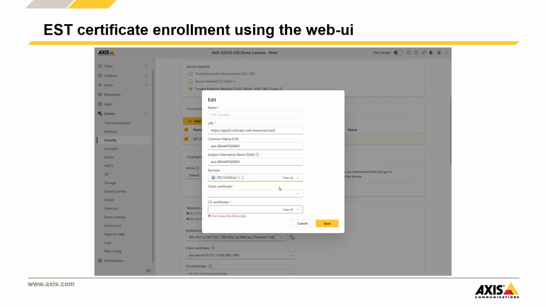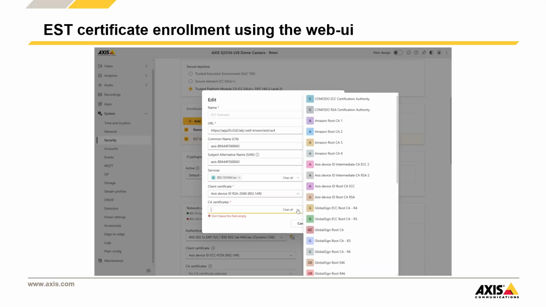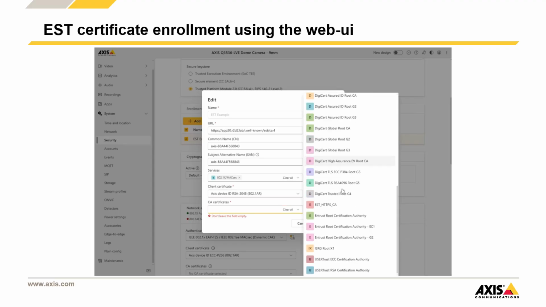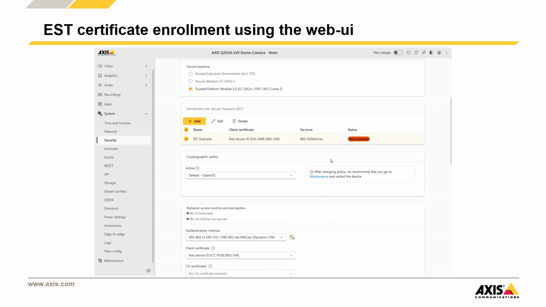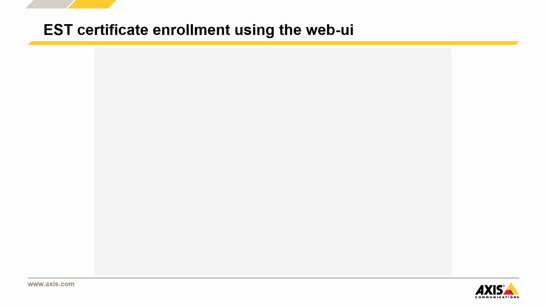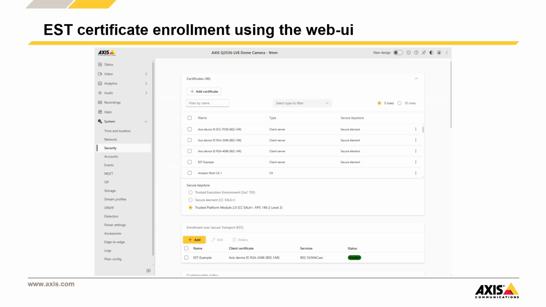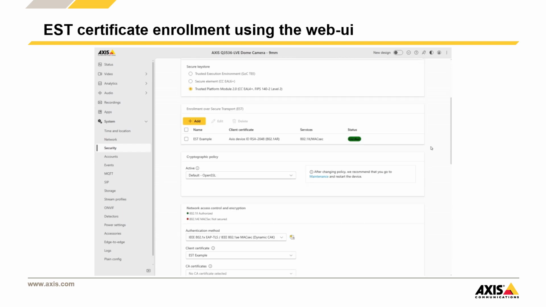In this example, we select the 802.1x service to be assigned with the enrolled certificate, and we choose the Access Device ID as the client certificate, and select the CA from the EST HTTPS endpoint. After the enrollment, we can see that the 802.1x service is now using the newly enrolled certificate. From this point on, EST will automatically handle the renewal of this enrolled certificate.